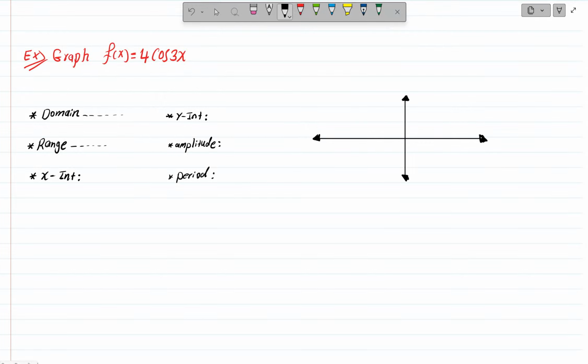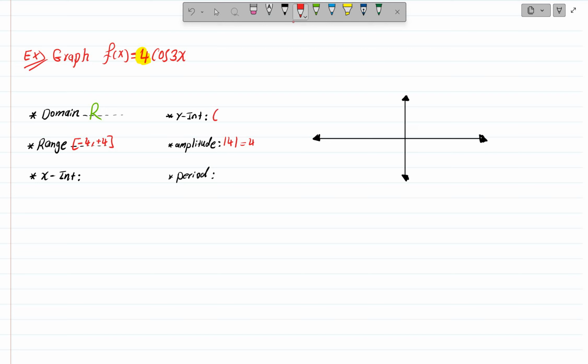Okay, dear students, right now let's take an example. This example says graph f of x equals 4 cosine of 3x. Let's start with the domain. We know that domain is all real numbers, so on the x-axis all the way from left to right you have the value for all x's, so we have no problem for cosine for domain. Range is about, as I said, this value, because this value is the amplitude. The amplitude is the absolute value of 4, which is equal to 4, so the range is going to be from negative 4 until positive 4.